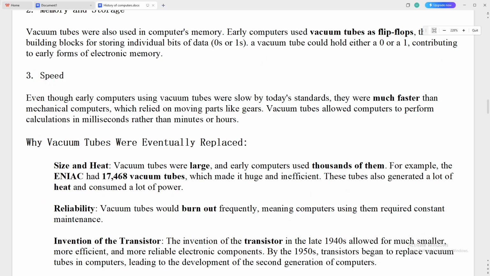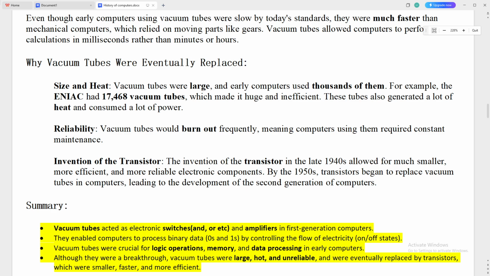Now, why were vacuum tubes eventually replaced? What are the reasons that vacuum tubes had to be replaced? Why could they not work on a large scale and carry on in the longer term? Vacuum tubes were large, and earlier computers used thousands of them. Can you imagine that 17,468 vacuum tubes were there, and how much manpower was used to keep these vacuum tubes working 24/7?